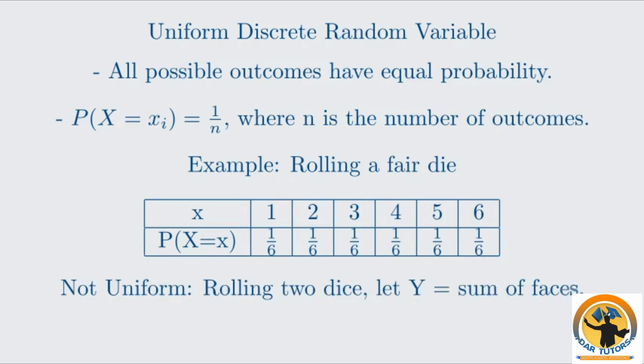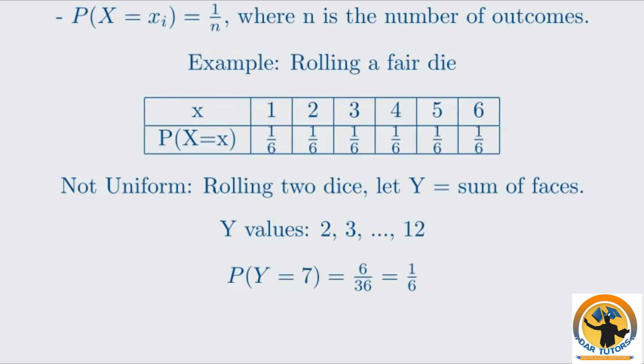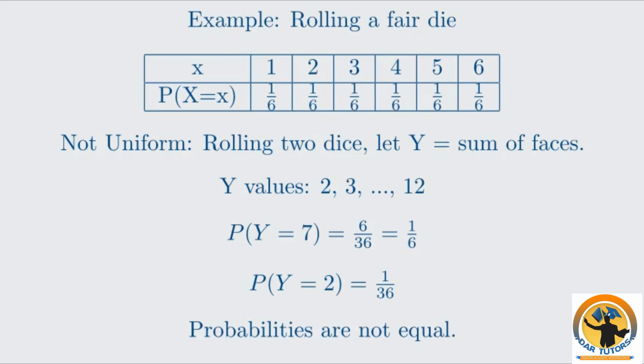By contrast, rolling two dice and taking the sum is not a uniform distribution. The possible sums range from 2 to 12. However, some sums are much more likely than others. A sum of 7, for instance, has a probability of 6 out of 36, which is 1/6. A sum of 2, on the other hand, has a probability of only 1 out of 36. Since the probabilities are not all equal, the sum is not uniformly distributed.